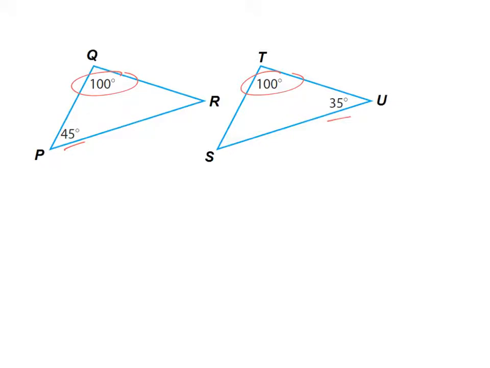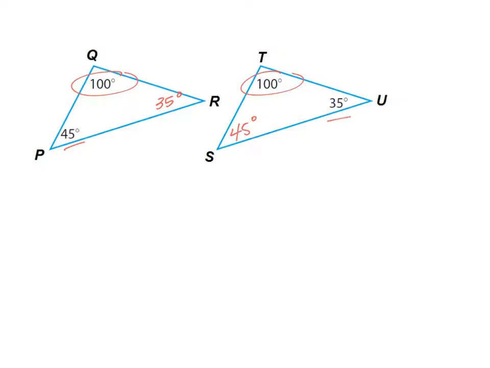Now, one thing we can always use to our advantage is the triangle angle sum theorem, which states that every single triangle has three angles that add up to 180 degrees. So if I do 180 minus 145, I get 35 degrees. On the next triangle, if I do 180 minus 100 plus 35, I would get 45 degrees. So it turns out we do have enough information.